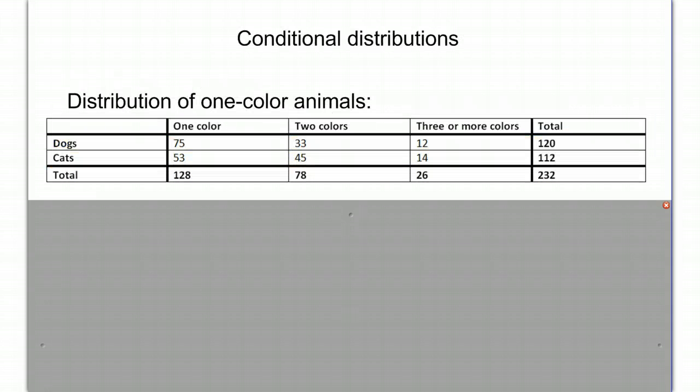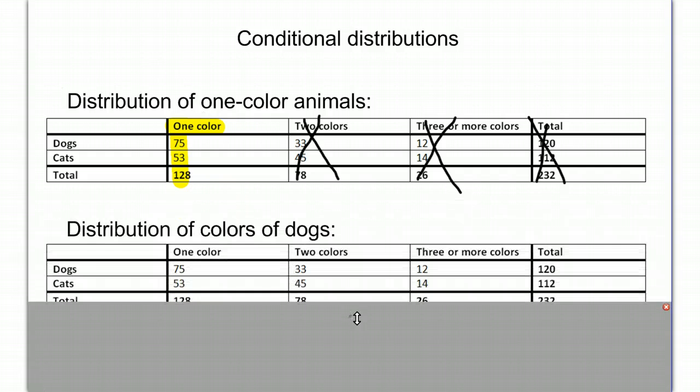Conditional distributions are very much on a similar wavelength, but a little bit different. If you're looking for the distribution of one-color animals, that means that you are not interested in two-color animals, or 3+ color animals, or animals of all of those mixed together. You only care about one-color animals. So your one-color animals would be the distribution of this many dogs, this many cats, out of this many total.